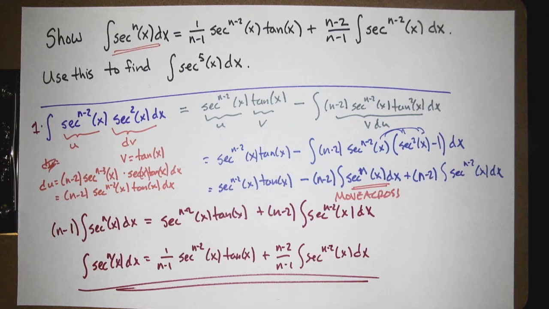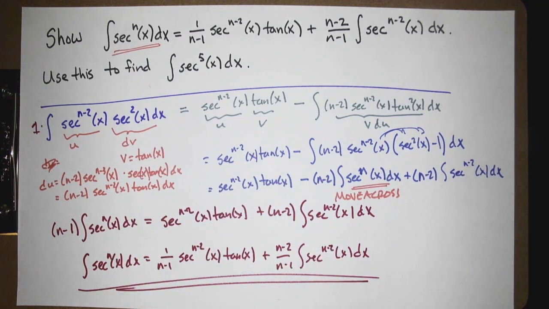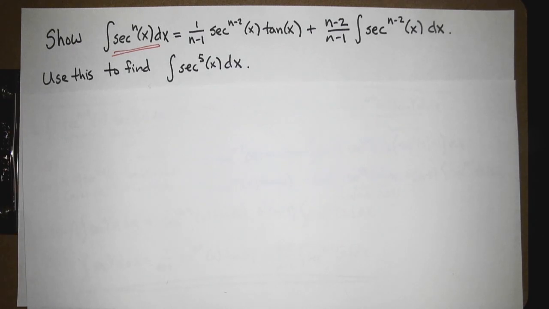So there's nothing here where we assumed even or oddness. But essentially what it says is, I can switch out the integral of secant to the n with the integral of secant to a smaller power. So that looks easier. That's the goal. Okay, so there is this other part, secant to the fifth.